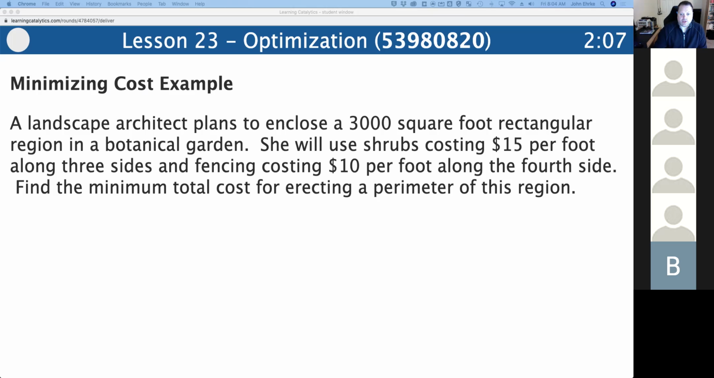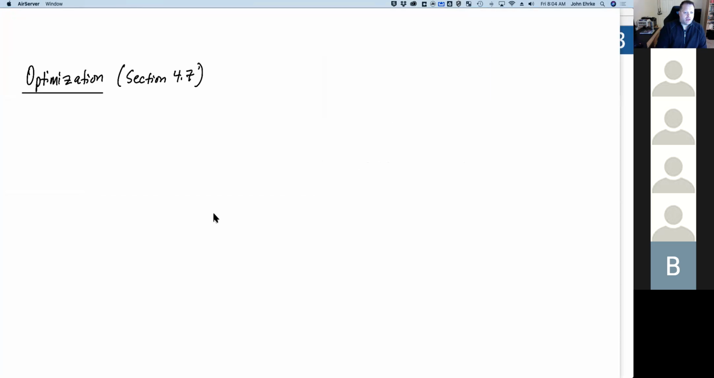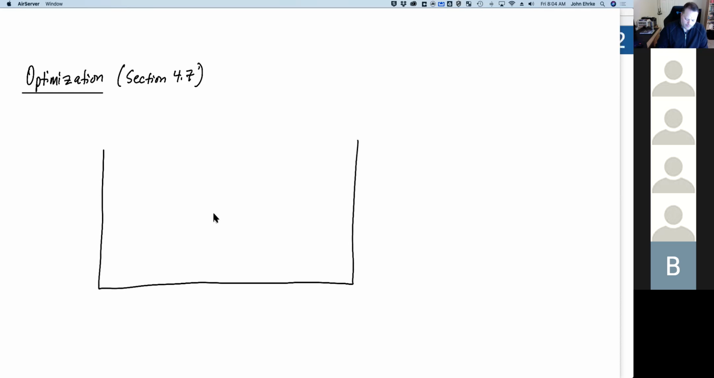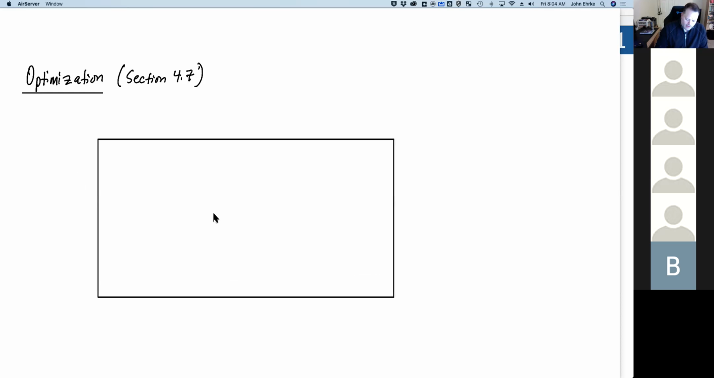All right, let's take a look at the picture for this problem, and then we'll discuss it together. They're planning to enclose a 3,000 square foot rectangular region in a botanical garden. So we've got a rectangle. And we know that 3 sides of the rectangle are going to be shrubs. So we're going to have shrubs on 3 sides. And we're going to have fence on the other side.